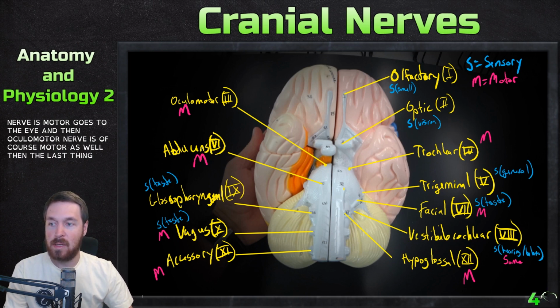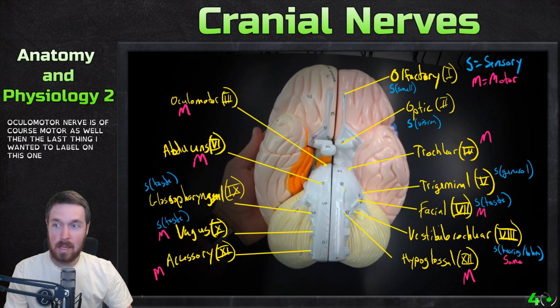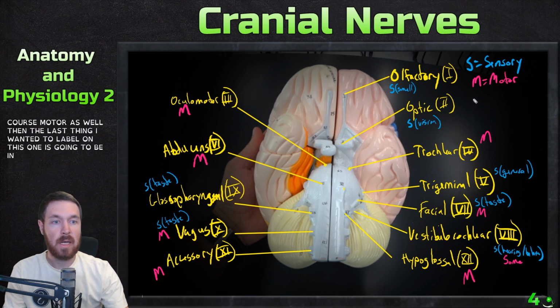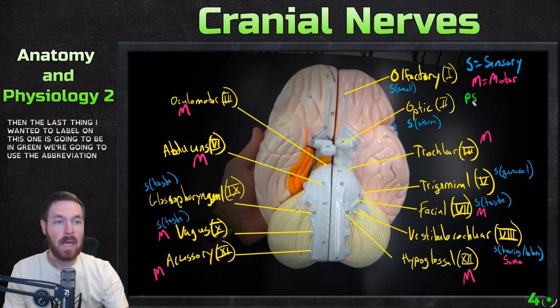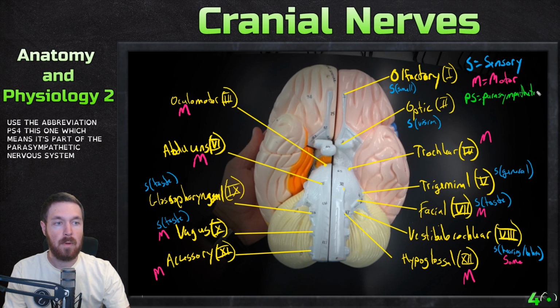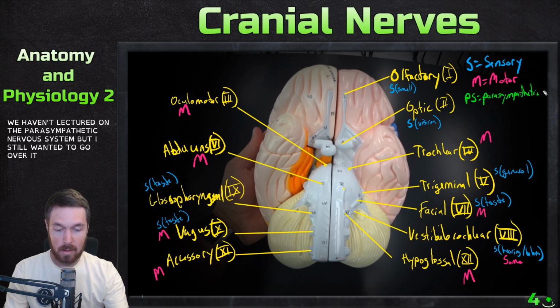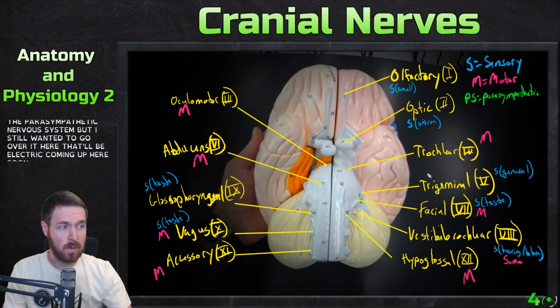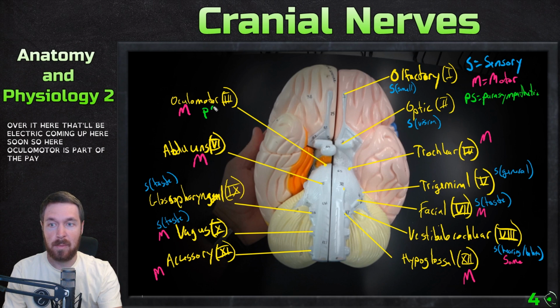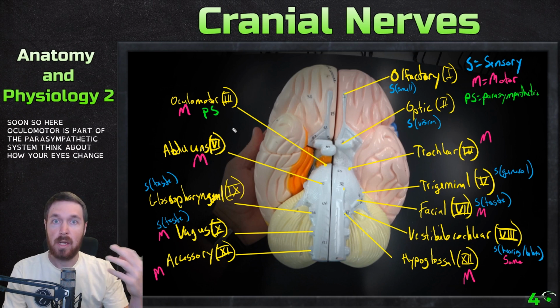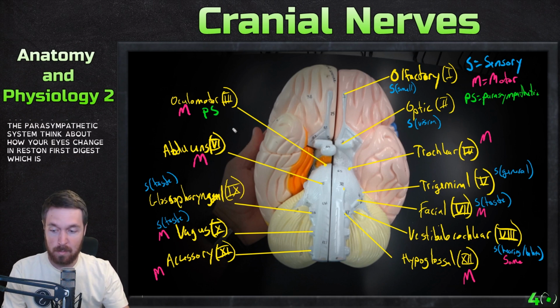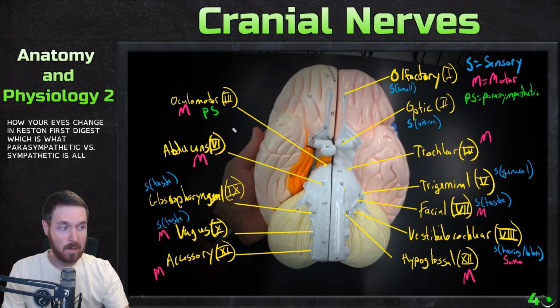Then the last thing I wanted to label on this one is going to be in green, and we're going to use the abbreviation PS for this one, which means it's part of the parasympathetic nervous system. Now, I know we haven't lectured on the parasympathetic nervous system, but I still wanted to go over it here. That'll be a lecture coming up soon. So here, oculomotor is part of the parasympathetic system. Think about how your eyes change in rest versus digest, which is what parasympathetic versus sympathetic is all about. So that's more of an autonomic control function.